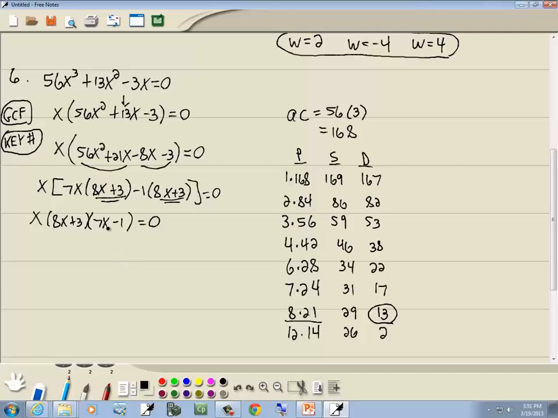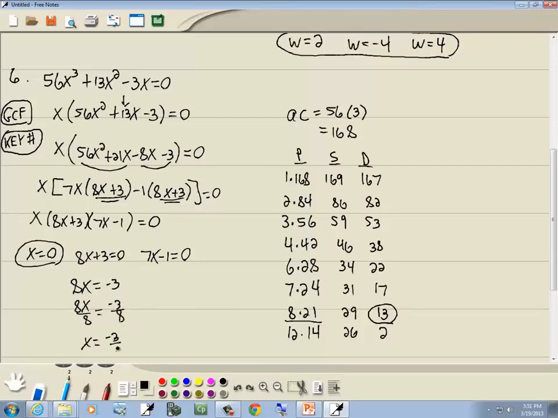Okay, zero factor property. It says you get 0 on one side, you factor the other side, you set each factor equal to 0. So I'll set x equal to 0, 8x plus 3 equal to 0, and 7x minus 1 equal to 0. Now the x equals 0 is already solved, so we don't have to worry about that. The 8x plus 3 equal to 0, take 3 over, becomes a negative 3. Divide both sides by 8. And we get x is equal to negative 3/8.